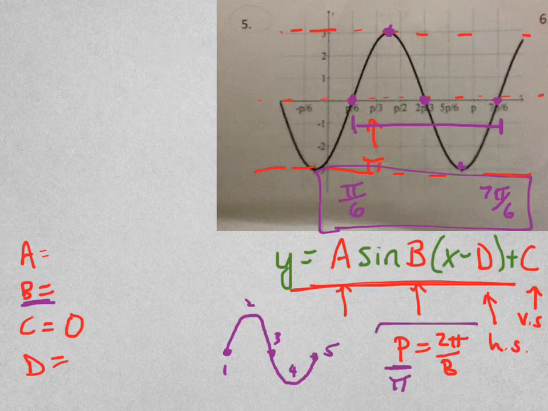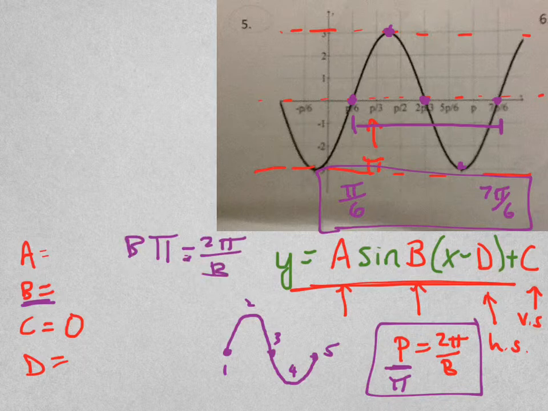B is related to the period with this equation right here. So let's use that equation to solve for B. P, which is the period, equals 2 pi over B. Solve for B: multiply both sides by B, divide by pi, B equals 2. So there's B. B is 2.